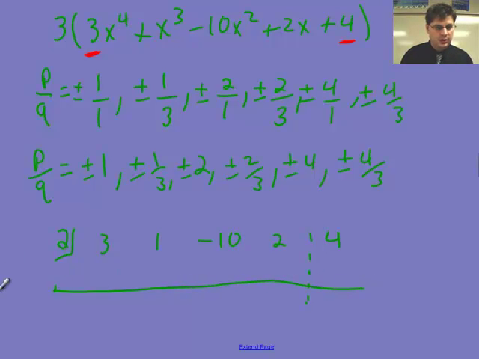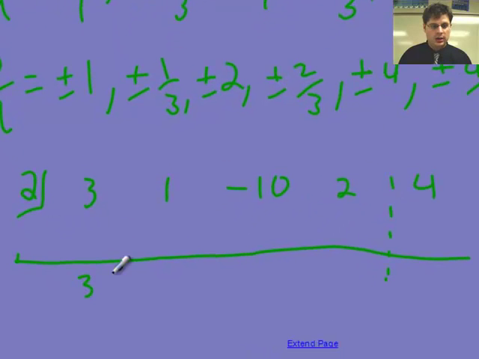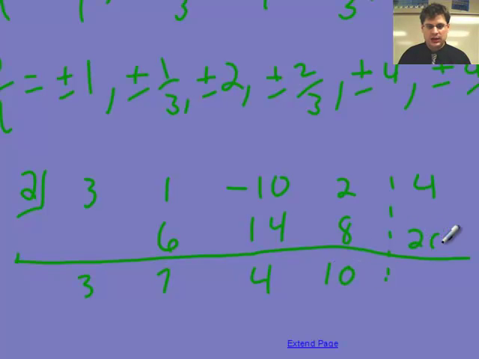So we'll bring down 3, and then 2 times 3 is 6. 6 and 1 is 7. 7 times 2 is 14. Negative 10 and 14 is 4. 2 times 4 is 8. And that's going to give me 10. And then 2 and 10 is 20. We add those together, it gives me 24, a remainder. So this is not a 0. 2 is not a 0, and we can cross that one out.